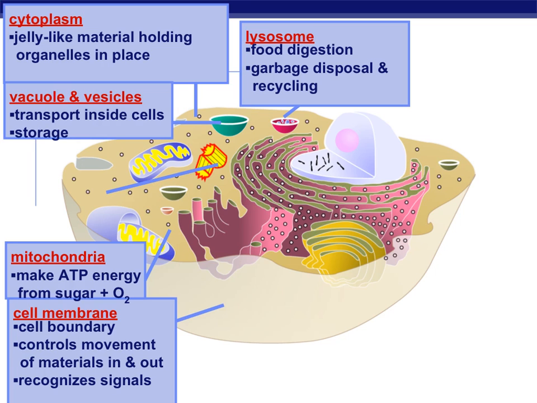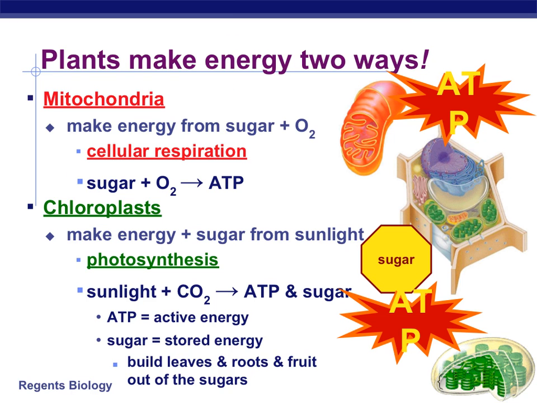Pause here to review these cell parts. So plants can make energy in two ways, and they typically use those energies a little bit differently. Again, what we're talking about is the ATP molecule. In the mitochondria, plants are going to make energy from sugars, small carbohydrates, plus their oxygen through a process called cellular respiration. Plants do indeed respire with a process called cellular respiration.